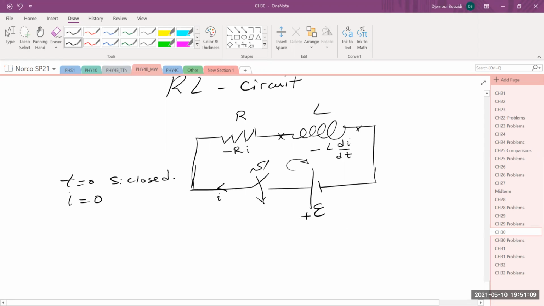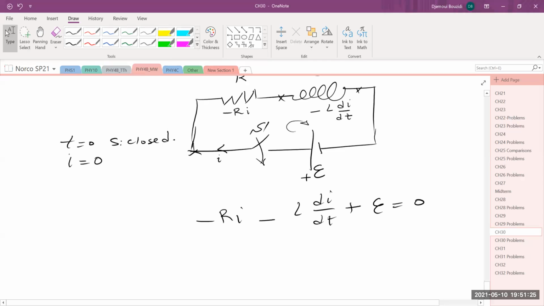So let's start from here. We're going to hit the drop in voltage, I'm sorry, minus Ri, minus L dI over dt, plus the EMF is equal to 0. So this is Kirchhoff's rule in a simple fashion, for simple enough circuits.